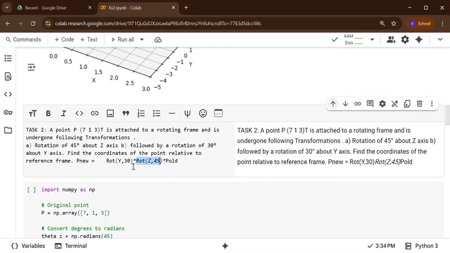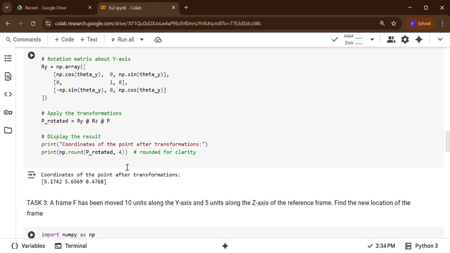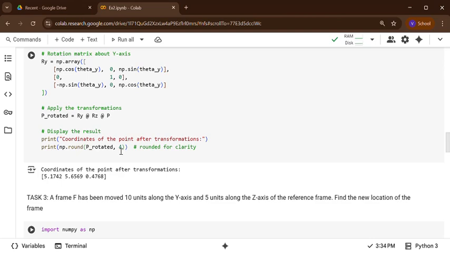Then the next axis is Y, 30. So Y is defined. So we have to define all the matrix. Then you have to write the equation. So first Z, second one is Y, and then the point is attached, and then here this is the coordinate points. So here I want to round off this value to 4 decimals after the point. That's it. So once you run it, you will get the points like this.